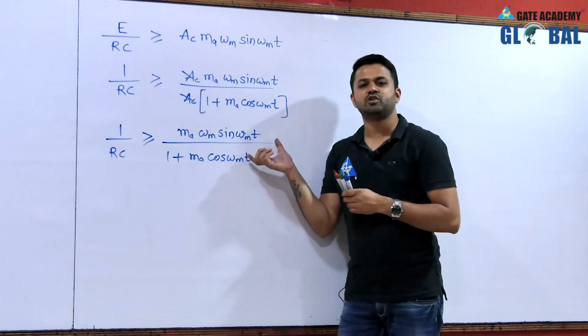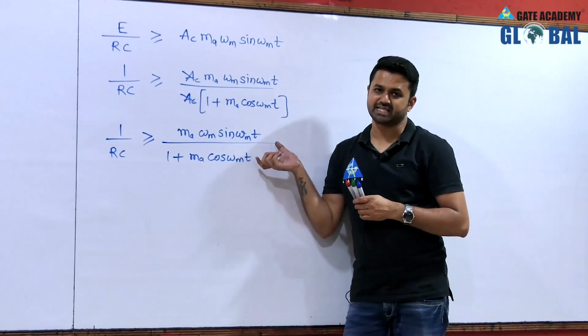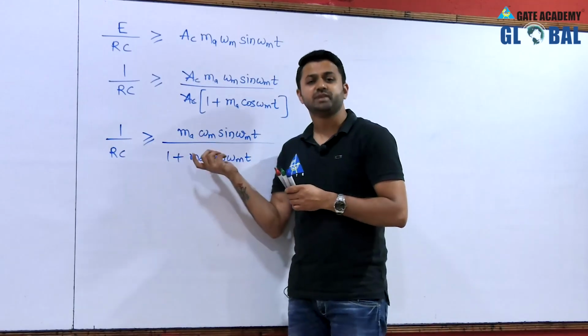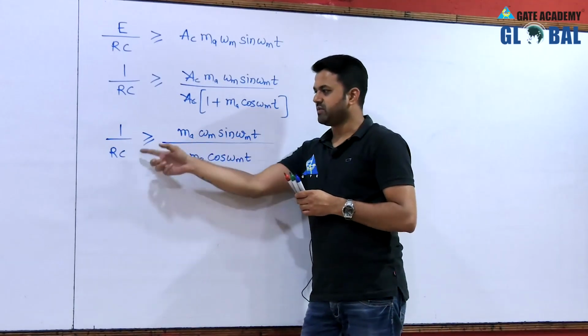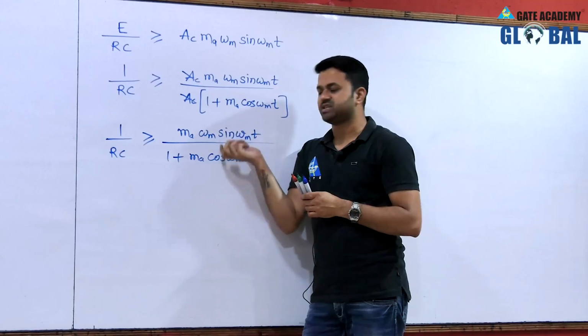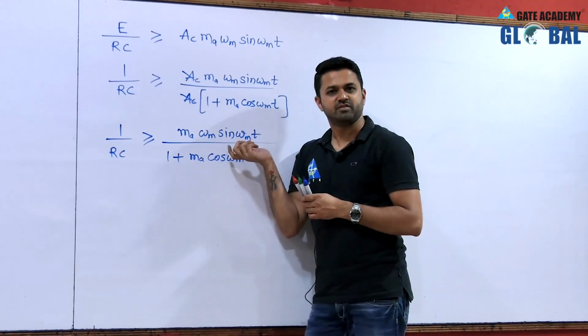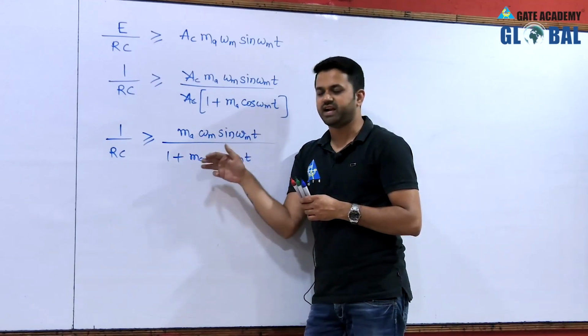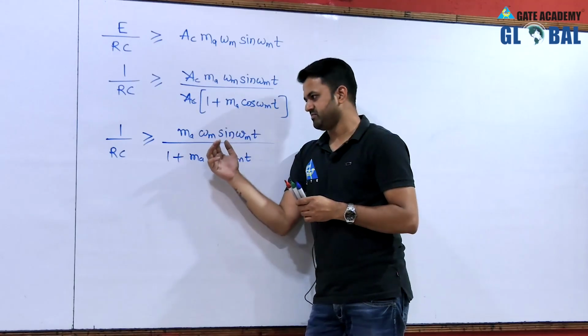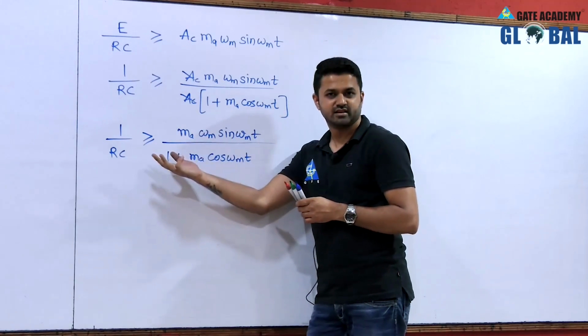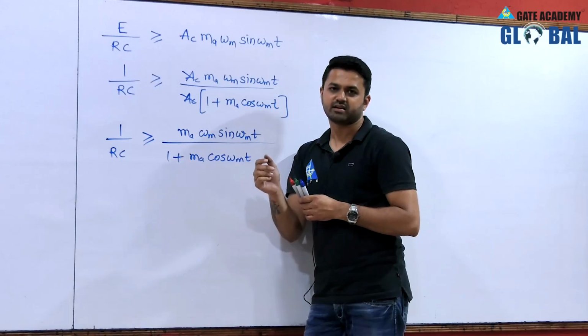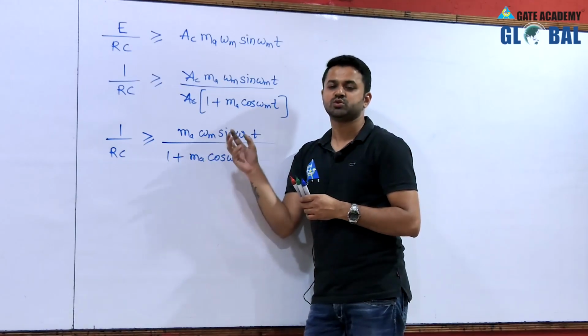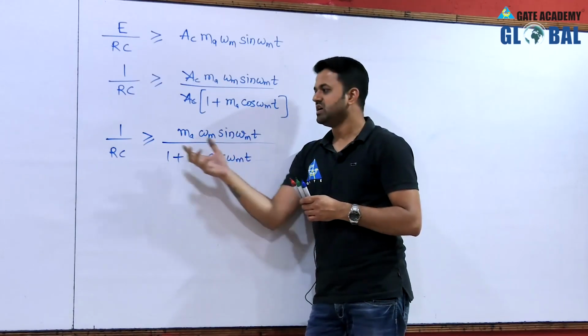So there is some value of the right hand side which is maximum, or minimum, because 1 upon RC should be greater than or equal to this value. So there will be some minimum value of this right hand side, and above this the time constant is to be considered. So 1 upon RC should be having some minimum value.